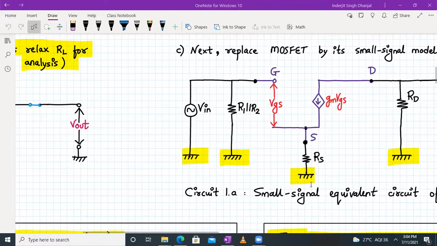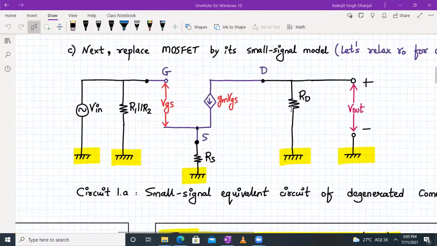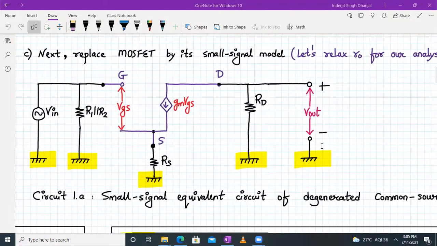Remember, in a common source amplifier with CS, this RS was bypassed, so the source terminal was connected to ground. But in a degenerated common source amplifier, we have a source resistance between the source terminal and the ground. And at the drain terminal, we have just a resistor RD. So this becomes the small signal equivalent circuit for a degenerated common source amplifier. The grounds marked in yellow are all AC grounds.